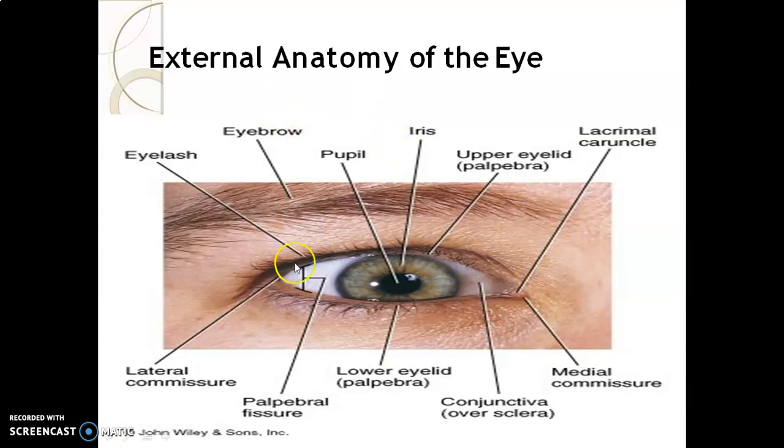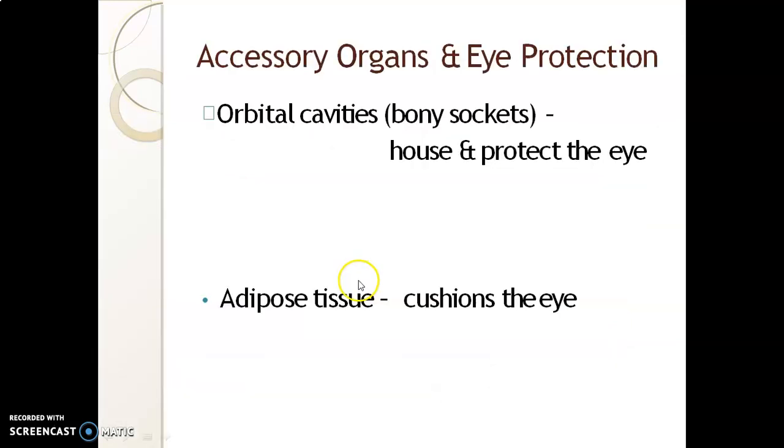External anatomy of the eye. These are the external structures of our eye. Here the black structure is called the pupil. Around that pupil is the iris, eyebrow, lower eyelid, upper eyelid. Here is the medial commissure. Here is the conjunctiva, over the sclera. These are the external structures of our eye.